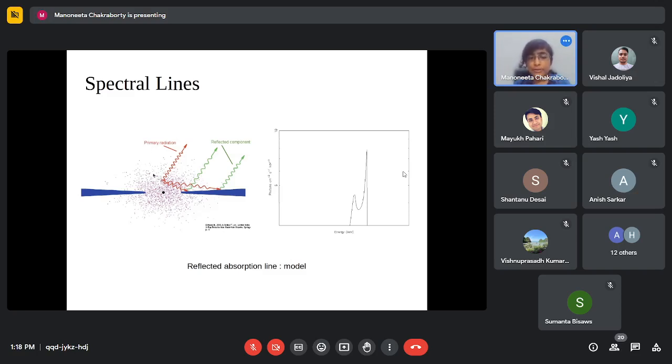goes in all directions, and it also hits the disk. As it hits the disk, a part of it gets absorbed, and a part of it gets reflected. As it gets absorbed, we see some lines corresponding to the transition levels of the elements that are present in the disk and taking part in the absorption. Here is a basic theoretical model of how an absorption line would look due to, let's say, the presence of iron in the accretion disk.